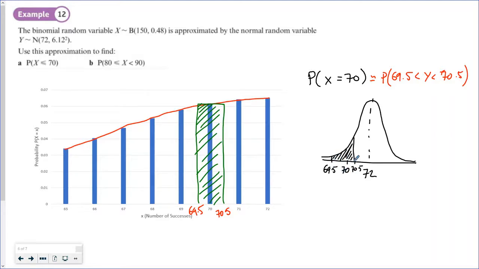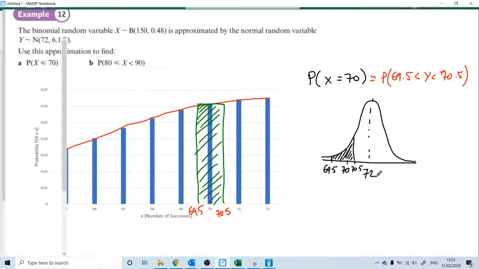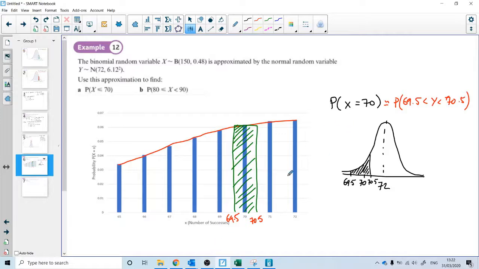I'm basically drawing this diagram to remind me of the fact that this 70 on the number line occupies 69.5 to 70.5 because of continuity correction. So we can work out what this probability is.